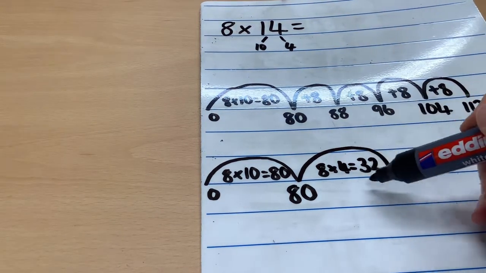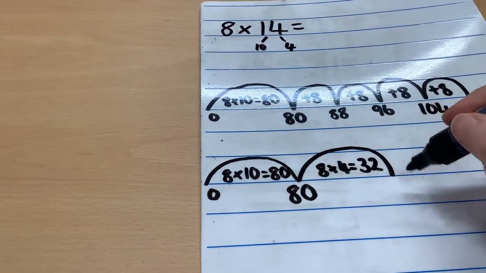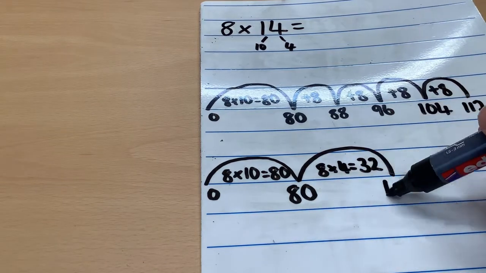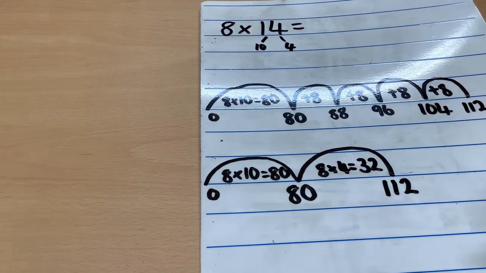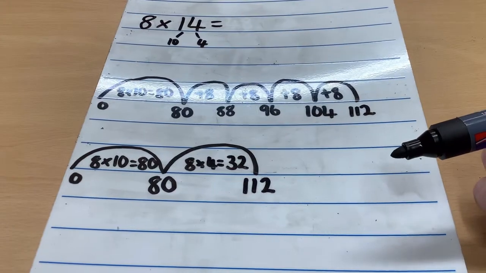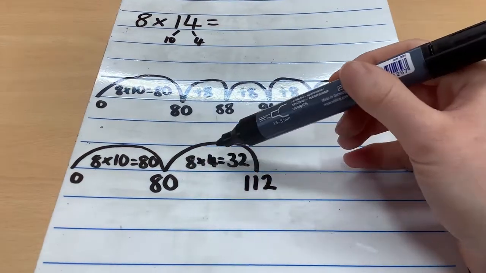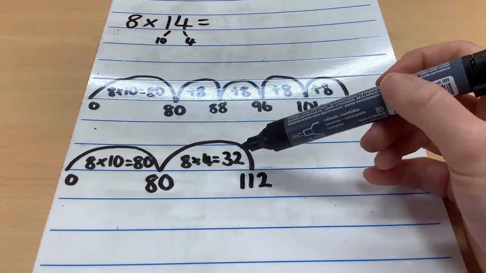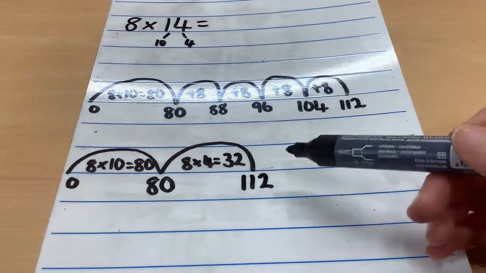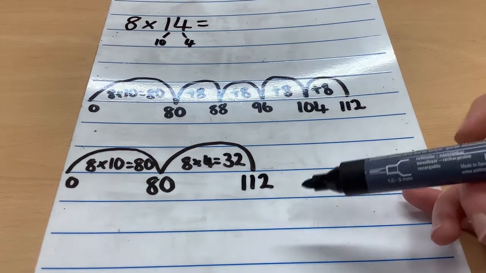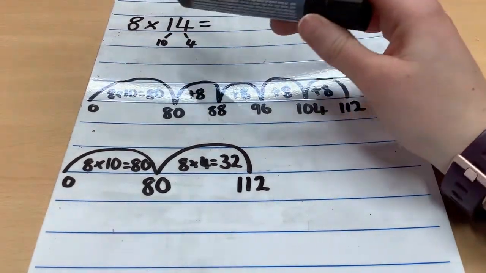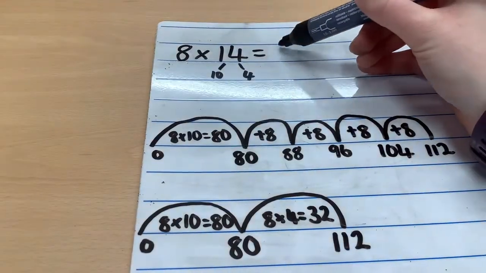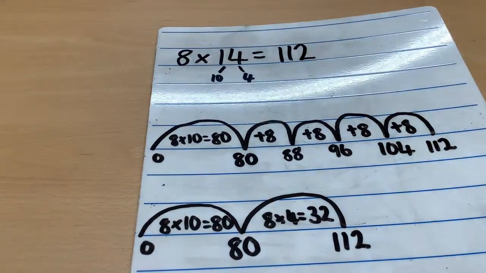Now remember that 32 is what I've got to add on to the 80. So 80 add 32 is 112. Now this jump here should probably be a little bit smaller. So I know next time I need to make that jump smaller. But I can see that I've got the same product both times. So 8 multiplied by 14 has the product of 112.